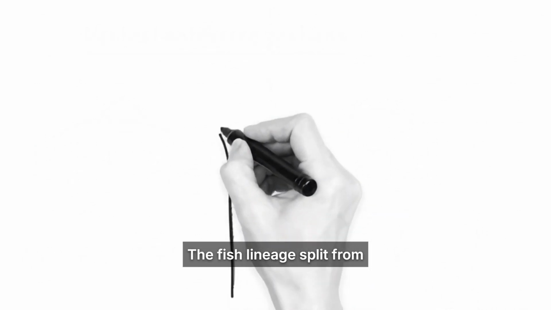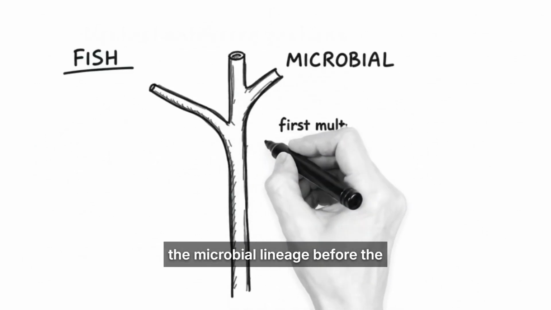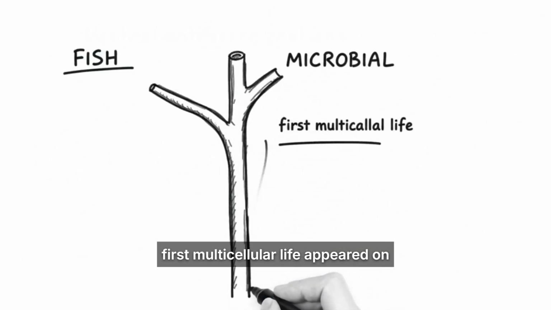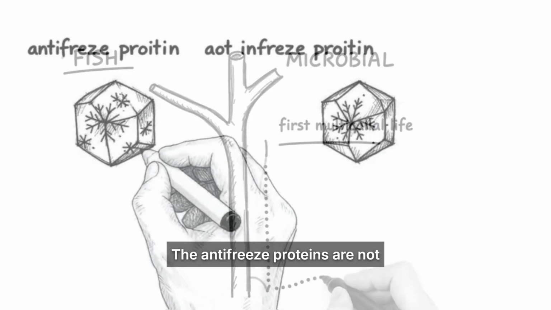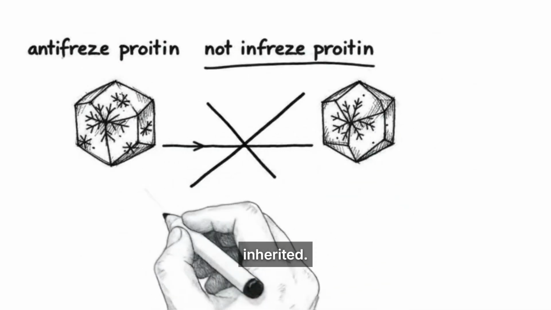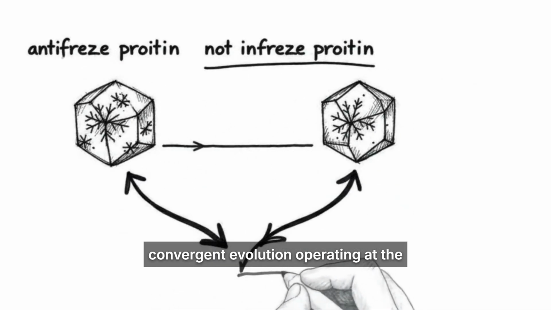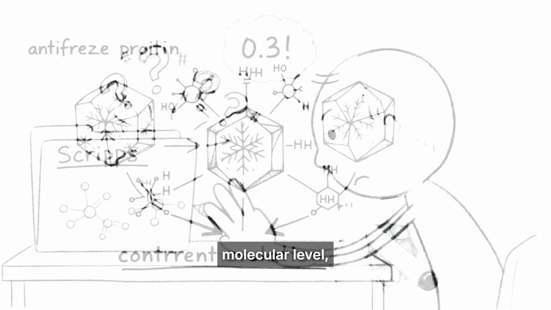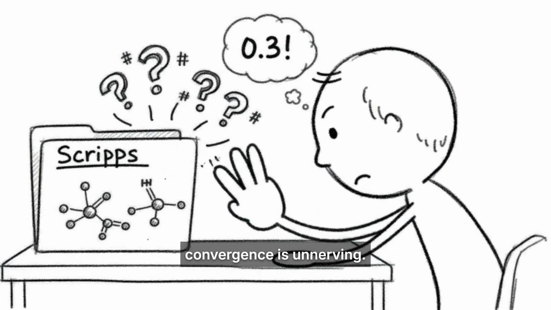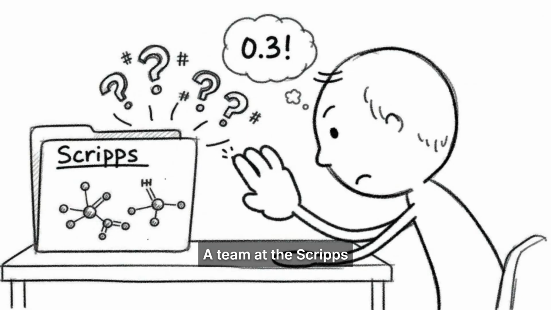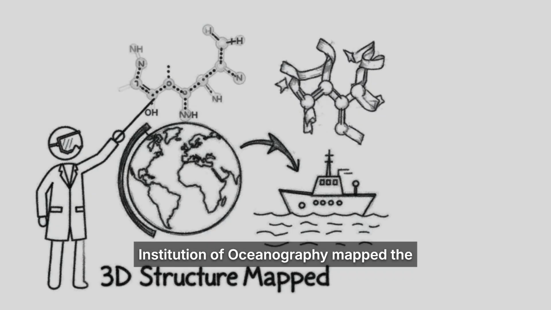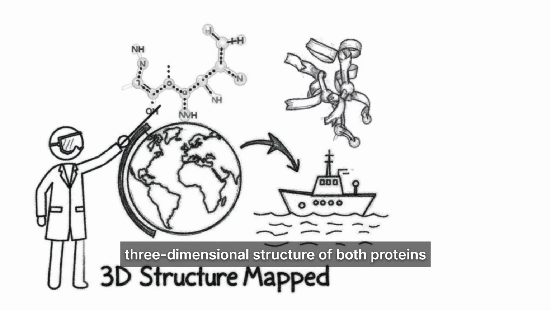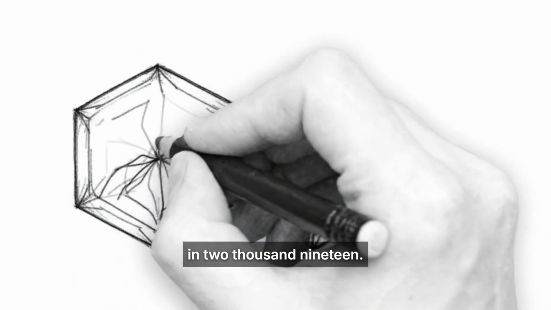The fish lineage split from the microbial lineage before the first multicellular life appeared on land. The antifreeze proteins are not inherited. They are the result of convergent evolution operating at the molecular level, and the precision of the convergence is unnerving. A team at the Scripps Institution of Oceanography mapped the three-dimensional structure of both proteins in 2019.